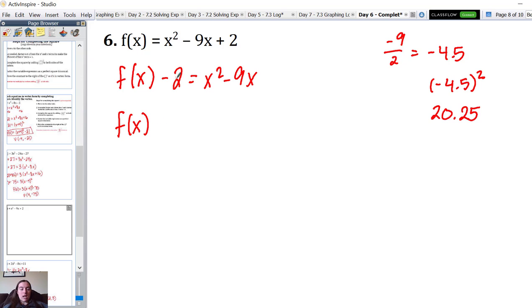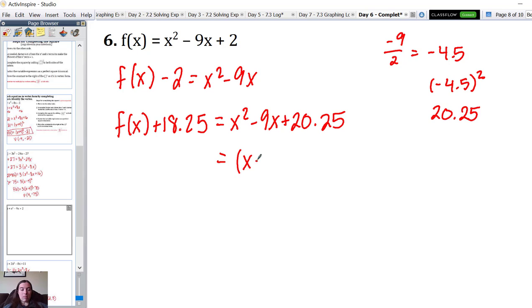So we have f of x, and then negative 2 plus 20.25 is 18.25 equals x squared minus 9x plus 20.25. Then we're going to factor this right-hand side. So I need to say, what are the factors of 20.25 that add up to negative 9? Well, I already know those factors are going to be negative 4.5. So then we've got x minus 4.5 squared, because we have 2 of them, and that's still equal to our left side, f of x plus 18.25.